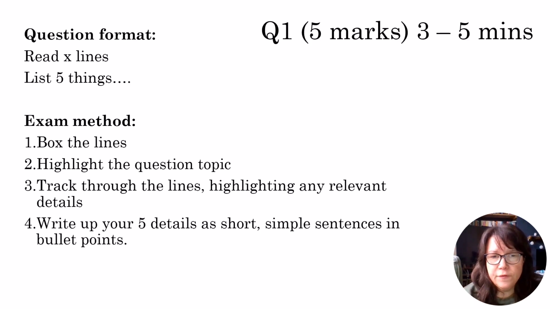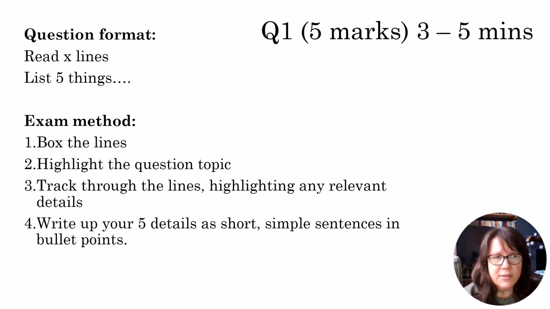So question 1 is your 5-mark question, and for this question you are aiming to spend about 3 to 5 minutes on that question, and again, a lot of that will be dependent on how quickly you're able to read the text and how quickly you're able to select the relevant details. So it will always ask you to read a certain set of lines starting at the beginning. Sometimes it's just 5 lines, sometimes it's 10 lines. It will depend on the text that they've chosen. And then it will always be list 5 things.